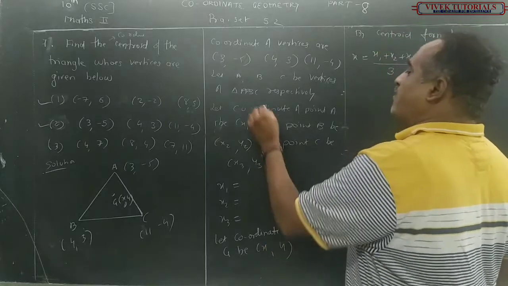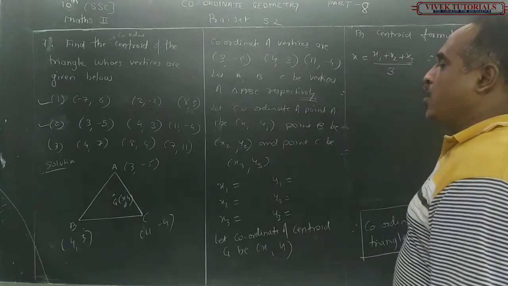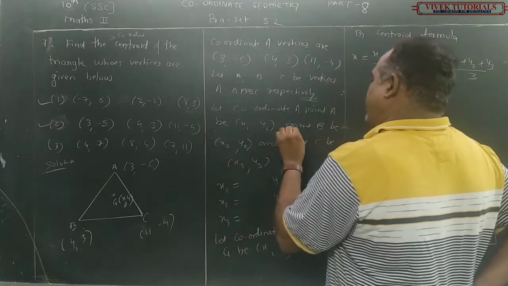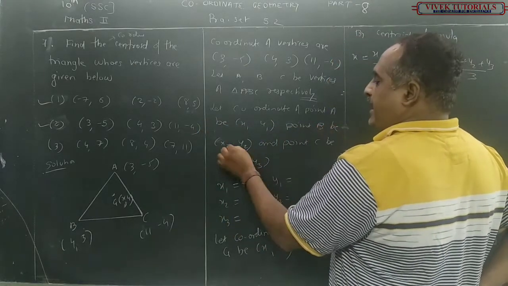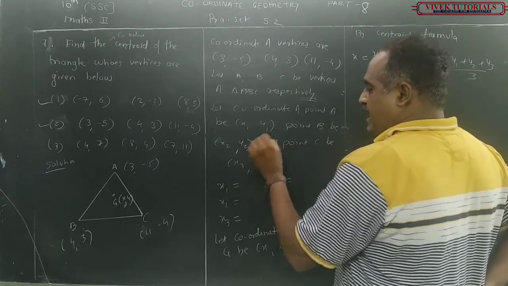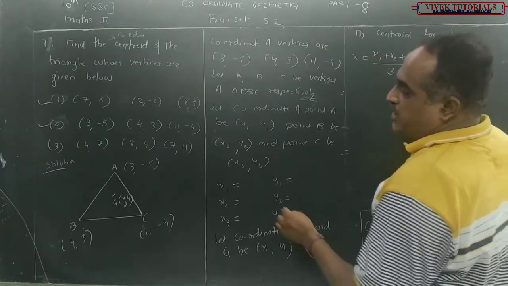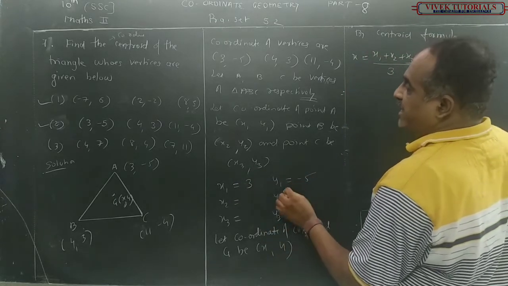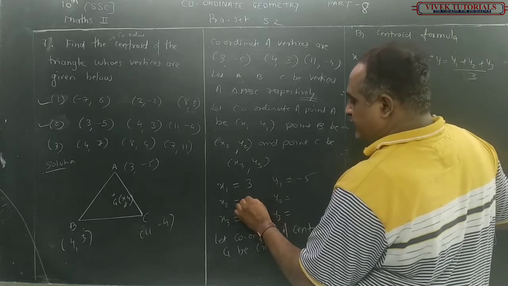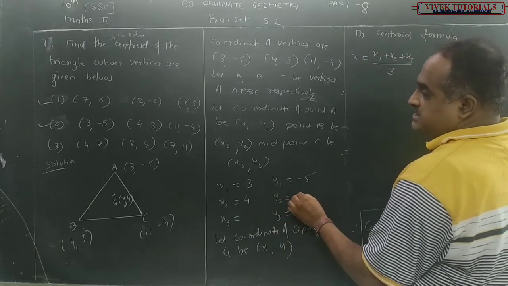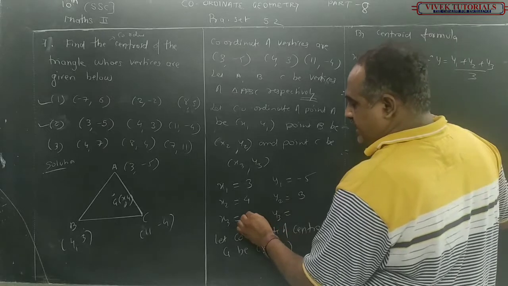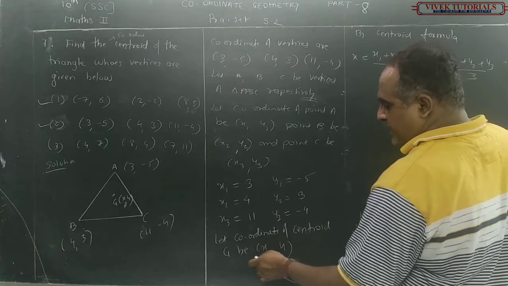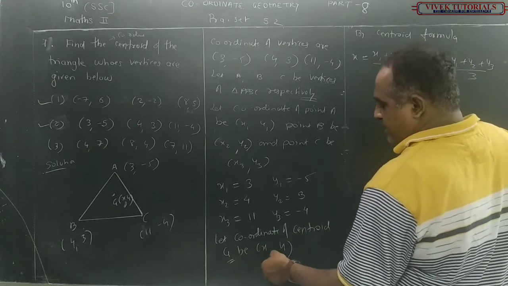Let A, B, C be the vertices of triangle ABC. Coordinate of point A be x1, y1, coordinate of point B be x2, y2 and point C be x3, y3. The value of x1 is 3, y1 is -5, x2 is 4, y2 is 3, x3 is 11, y3 is minus 4. Let the coordinate of the centroid be G.